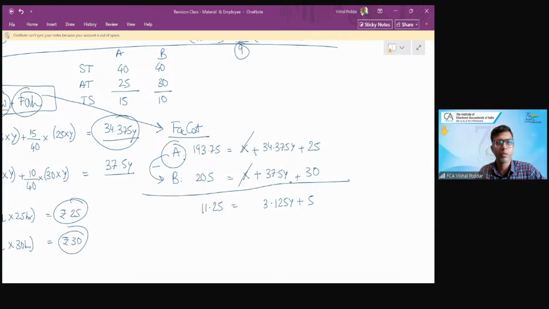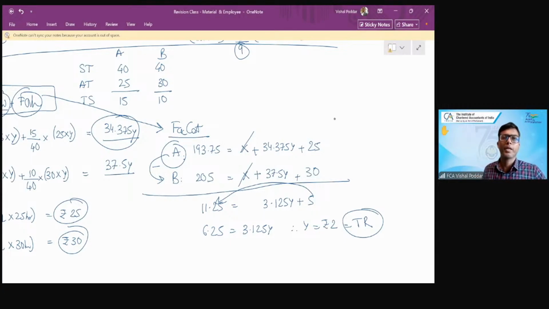Sunidhi confirmed. Harshita confirmed. Shilpimol also confirmed. Great. Now just give me calculations because I'm doing it orally, but I think I'm correct. So this is 6.25 because this 5 when it comes here, it will get subtracted. 3.125Y. Therefore, Y is equal to rupees 2, which is my time rate. Therefore, I had assumed Y as time rate. So it is coming as rupees 2.